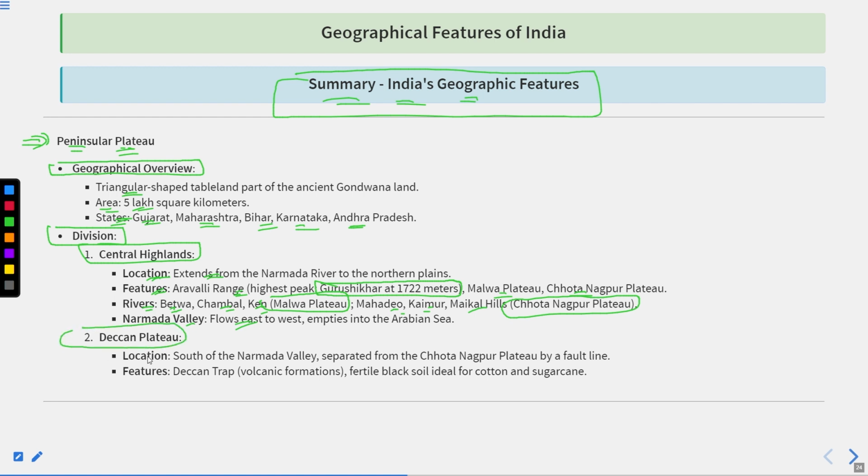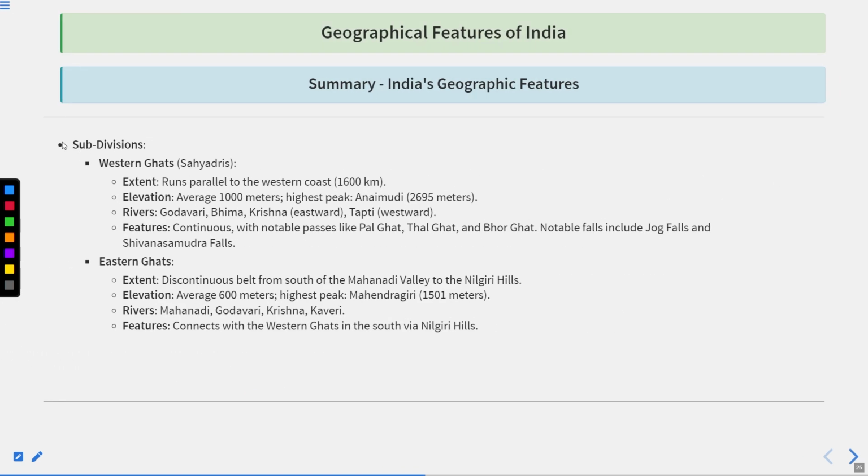Thereafter, if we talk about the Deccan Plateau, south of the Narmada Valley, separated from the Chotanagpur Plateau by a fault line. Features are Deccan Trap, volcanic formation, fertile black soil ideal for cotton and sugarcane. Thereafter, if we talk about the subdivisions, then Western Ghats, also known as Sahyadri, extent runs parallel to the western coast for about 1,600 kilometers.